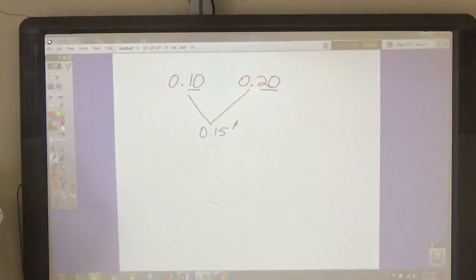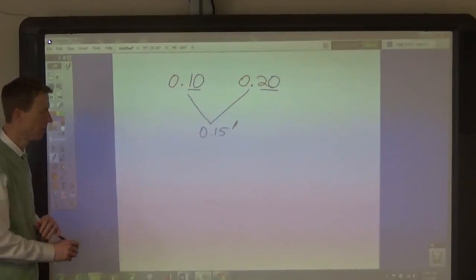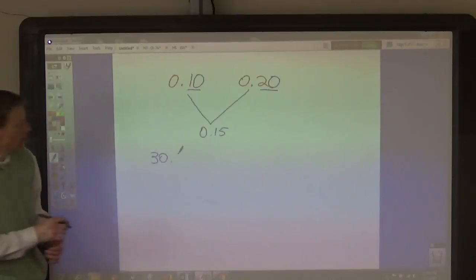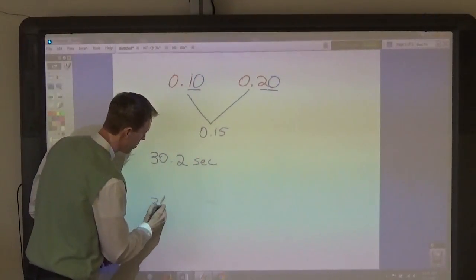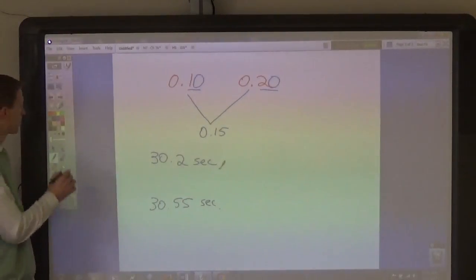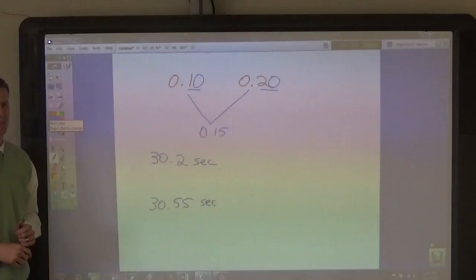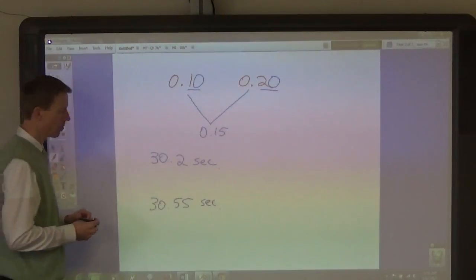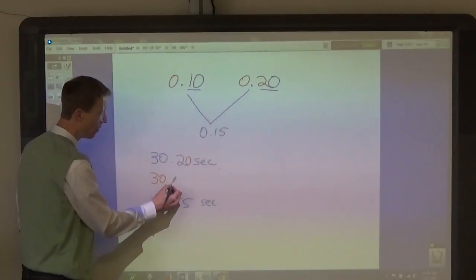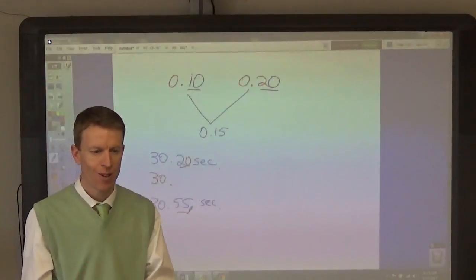Now, one of the things you had to do in number 14 on your assignment was find a time in between 30.2 seconds and 30.55 seconds. So, to help some of you with this, how would you find a number between these times? Maya? We could put a 0 behind the 30.2 so then you could see what numbers are between 20 and 55. Yeah, right. These are equal, so we'd use 30, and then find a number that's between 20 and 55. There's an infinite number of numbers between every number.